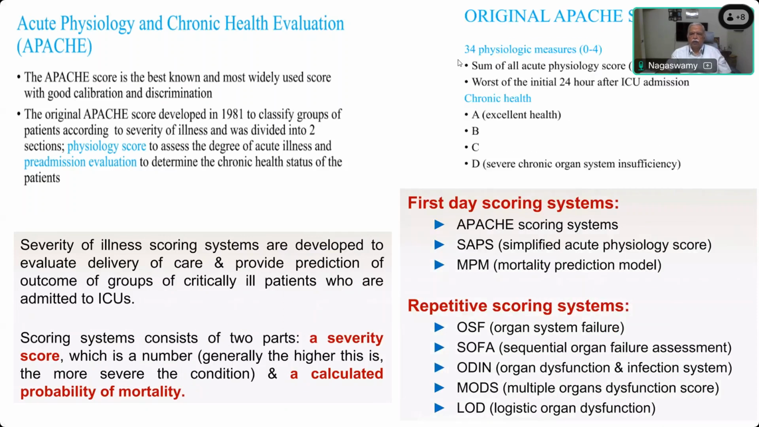So the original score had 34 physiological measures. In acute physiology itself, they were measuring 34 things, taken from the initial first 24 hours. And chronic health care was classified into A, excellent health, and D, severe organic dysfunction. So they were not mentioning what exactly was the pathology in the chronic health. So that was the first original Apache.